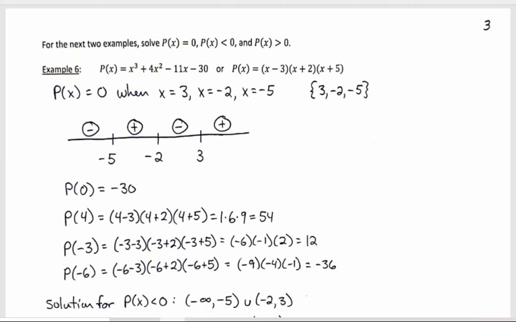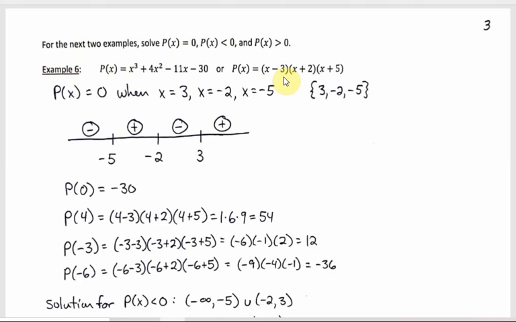For the examples on the third page, these are ones where you have inequalities to deal with. So we're supposed to solve p of x equals 0, p of x is less than 0, and p of x is greater than 0. The way that these tend to work in the homework is that they give you the regular polynomial multiplied all the way out with the exponents in decreasing order, and they also give you the factored version.